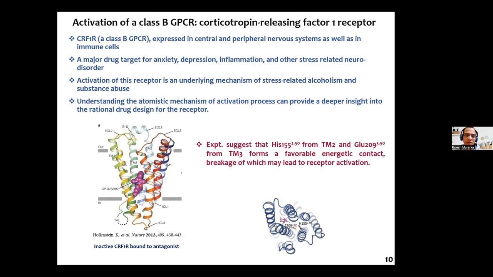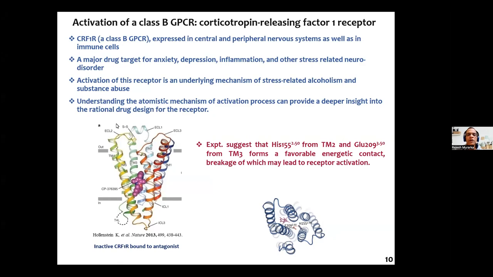And I have already mentioned that for the transducer to bind, transducer means G protein, the hallmark of activation is this transmembrane 6. Actually, there will be an outward movement of this transmembrane 6 from the helical bundle. That's a hallmark of GPCR activation.